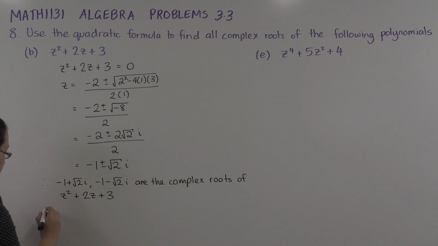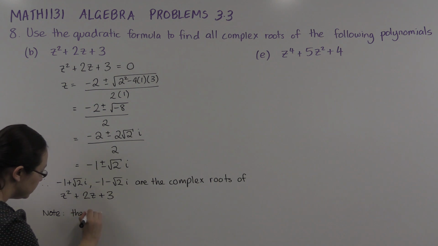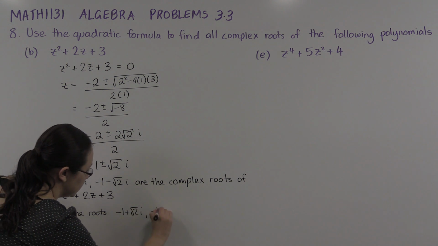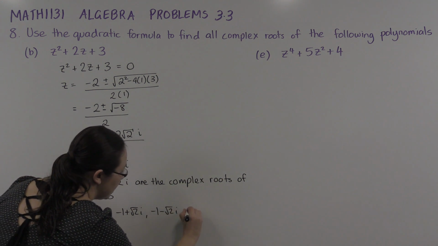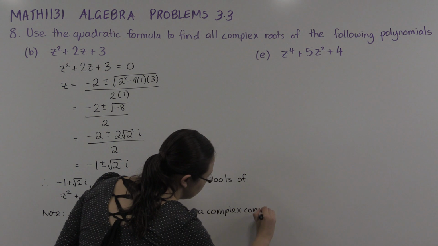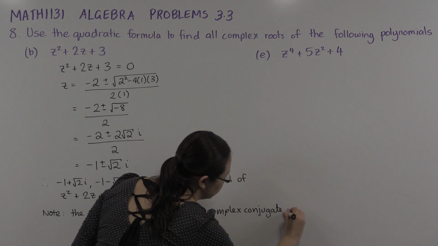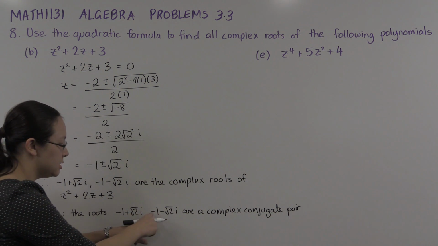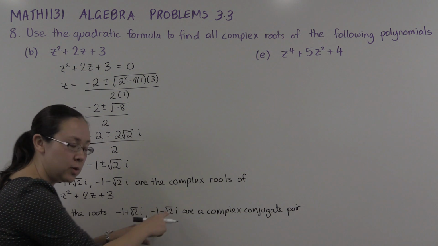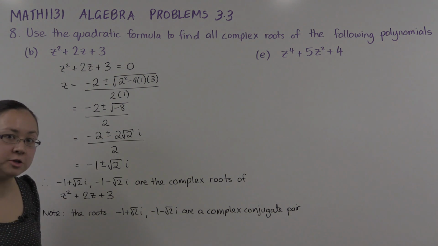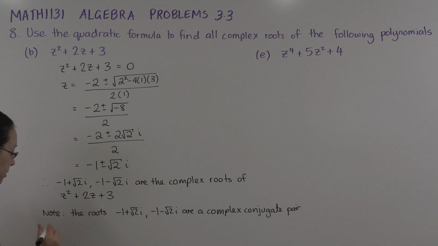The first thing we should notice is that these roots are a complex conjugate pair. This is minus 1 plus root 2i, and this is minus 1 subtract root 2i. So these are complex conjugates. That will always happen when you have real coefficients. So these come in conjugate pairs.